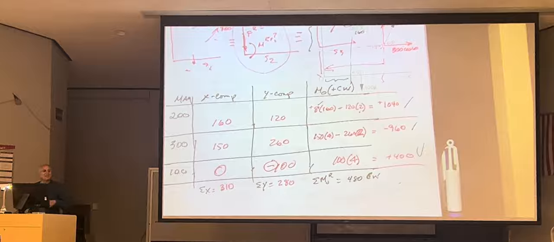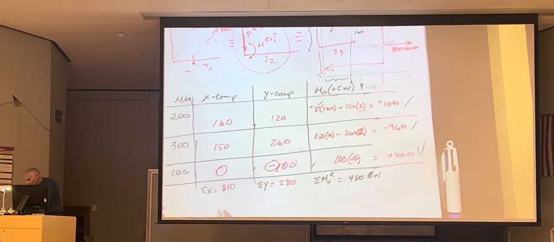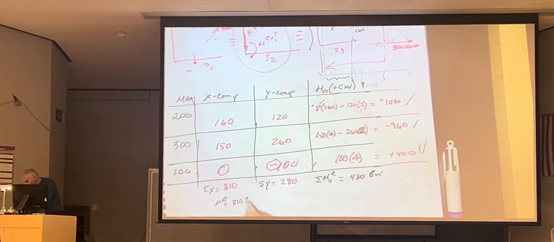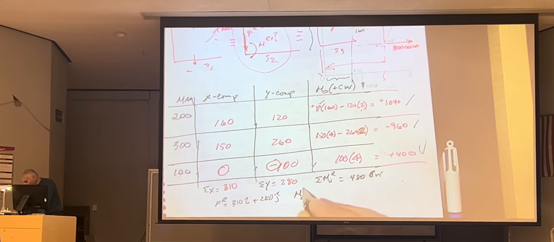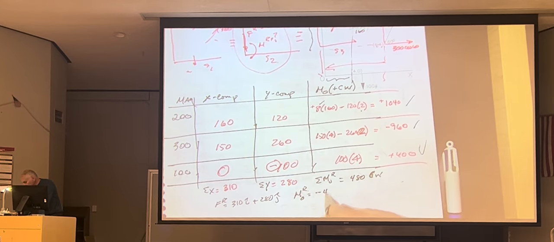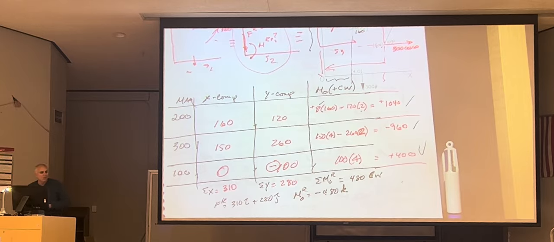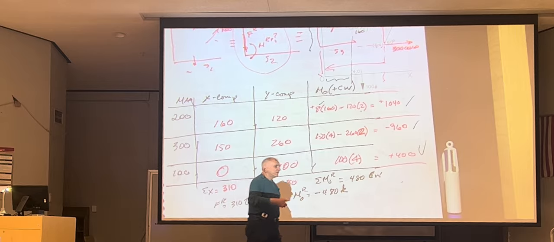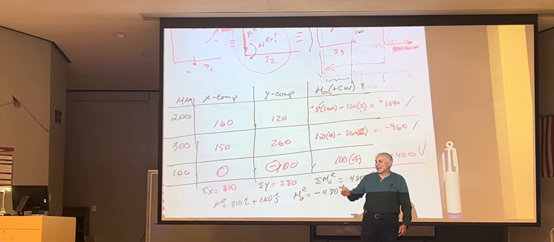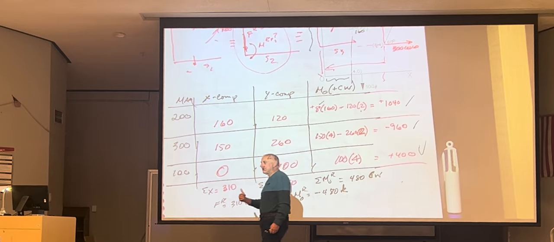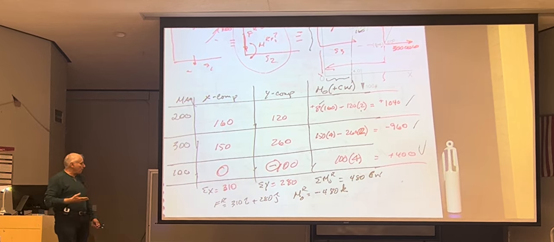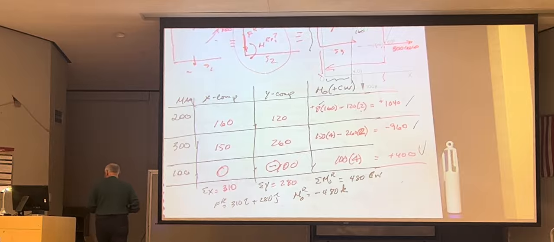Now, does the litmus test really work? Well, what I'm saying to you is single force resultant is 310I plus 280J. My moment at O resultant is a minus 480K. Why am I saying minus? Because clockwise, by the right-hand rule, is a negative K. Counterclockwise is a positive K by the right-hand rule. That's why I put a minus 480K.